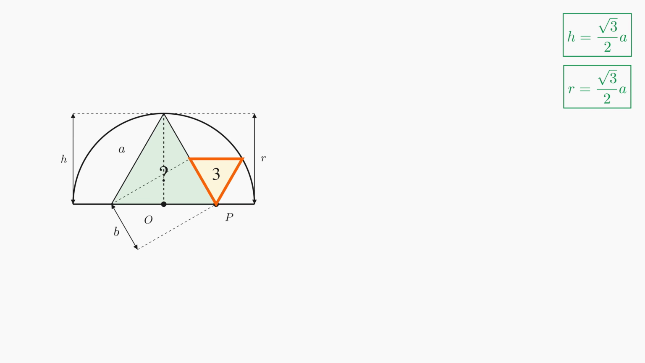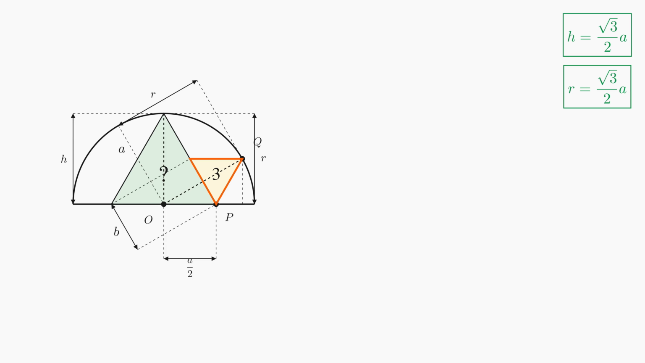Now let's analyze how the small triangle fits in the circle. The top right vertex of the small triangle, Q, lies on the arc. Since Q is on the circle, its distance from O must equal r. Let's find the horizontal and vertical distances from O to Q. First, how far is point P from the center O along the diameter? The large triangle's base has length A and is centered on the diameter. So P is at distance A over 2 from O.